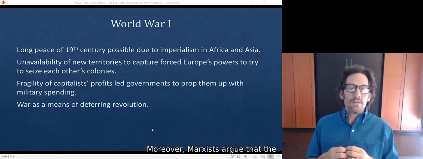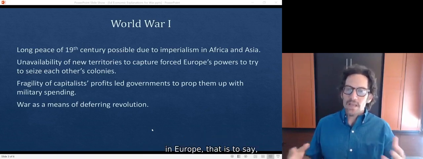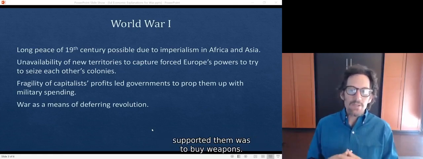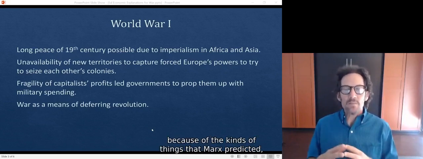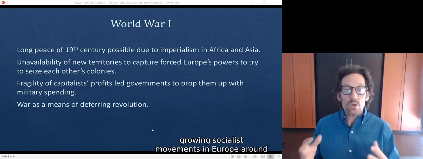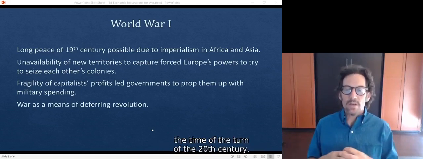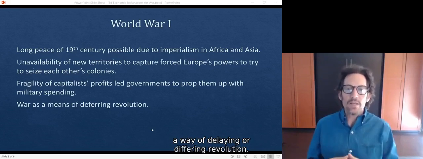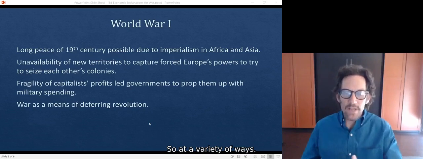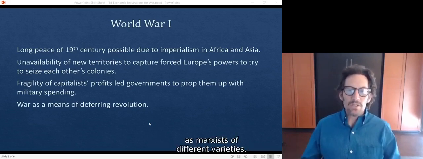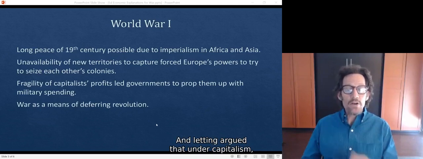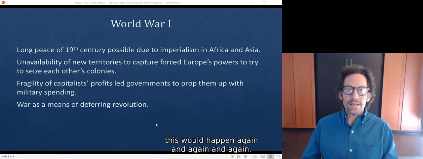Moreover, Marxists argue that capitalist profits in Europe were fragile, that is to say, capitalism was inherently unstable and led firms to need support from government. And the way that the government supported them was to buy weapons. Lastly, they point out that because of the kinds of things Marx predicted, there were growing revolutionary and socialist movements in Europe around the turn of the 20th century, and that the leading powers of Europe saw war as a way of delaying or deferring revolution. So in a variety of ways, economic structuralists, as well as Marxists of different varieties, see World War I as a direct result of capitalism. And Lenin argued that under capitalism, this would happen again and again and again.